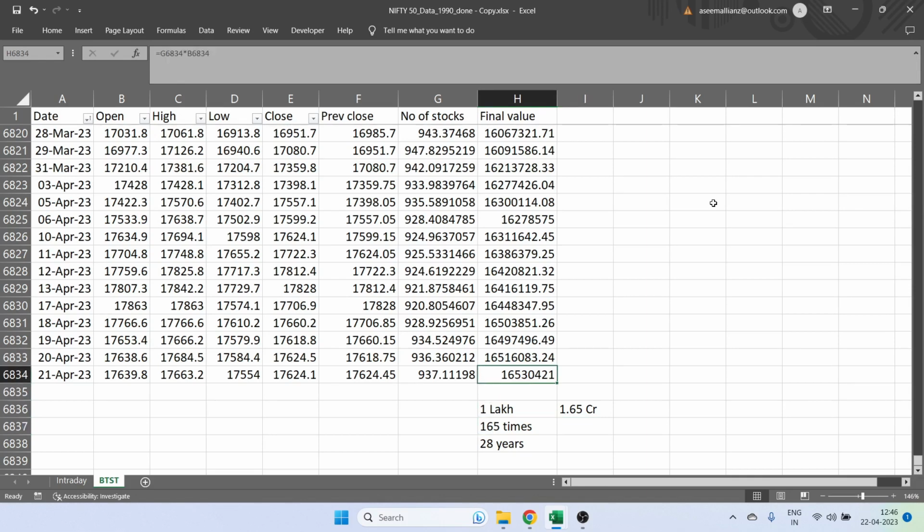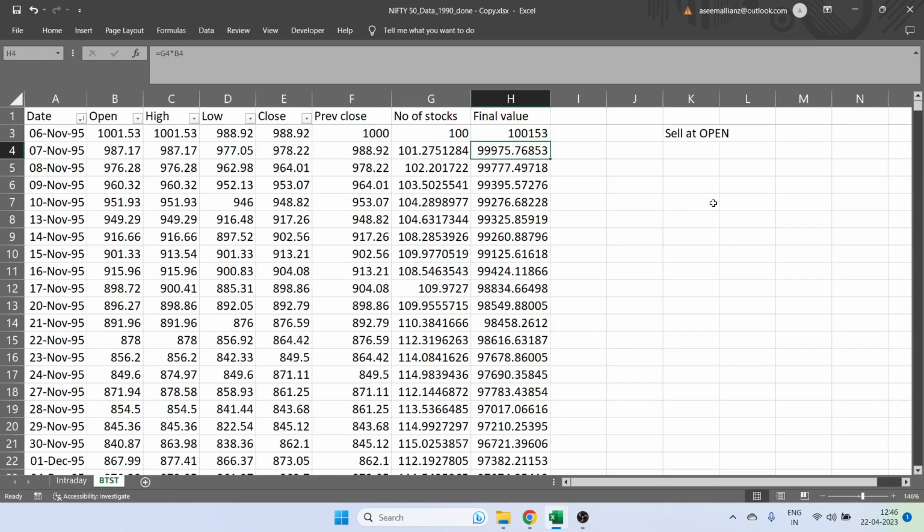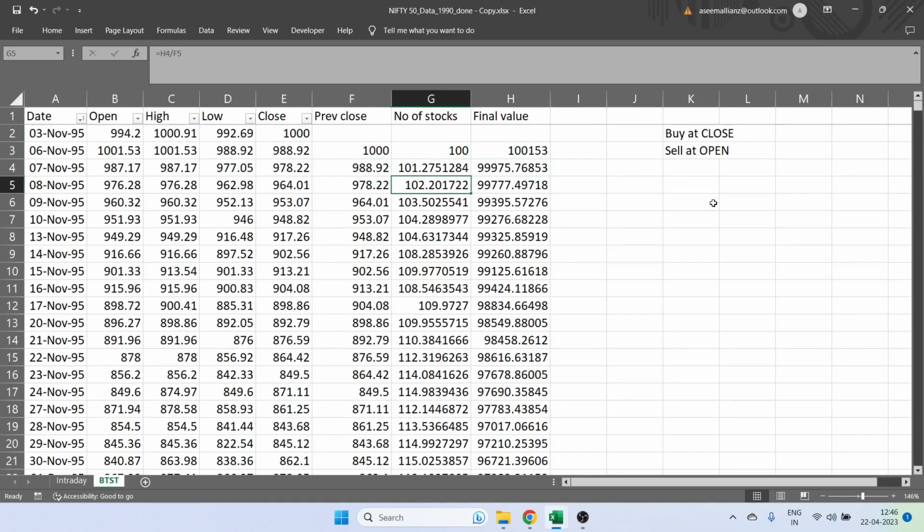You can test the same strategy out on different stocks to get an idea, since you already have the formulas now.